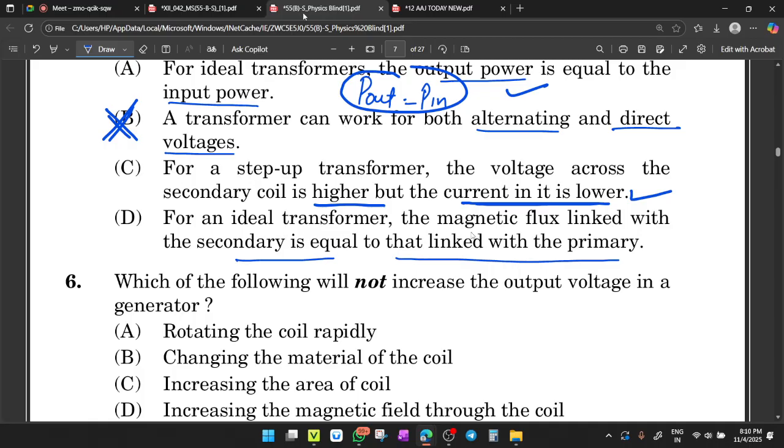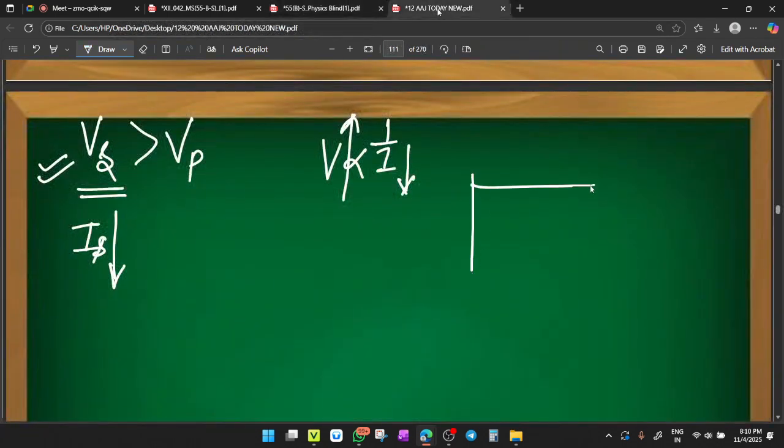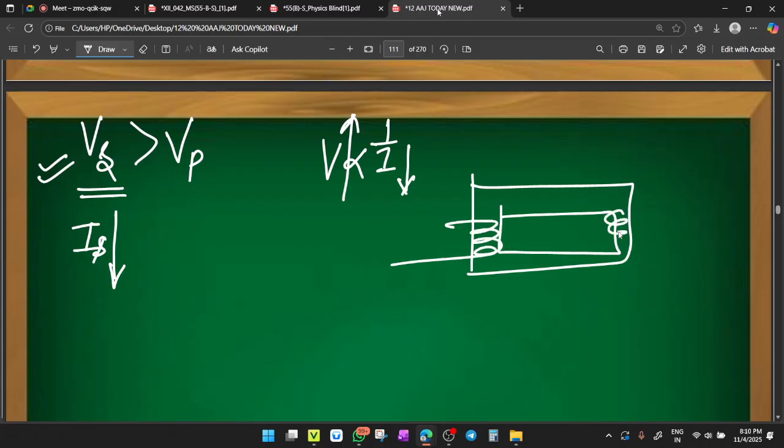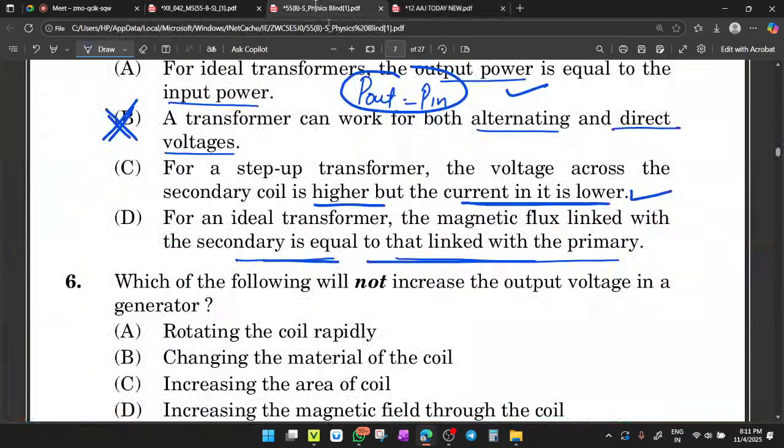For an ideal transformer, the magnetic flux linked with the secondary is equal to the primary. Obviously, it is correct. As the flux will be the same, the same EMF will be created here. Then this becomes an ideal transformer. For an ideal transformer, there is no flux leakage. The total flux that links with the primary coil also links with the secondary coil. Means the flux will be the same, phi primary equals phi secondary. So the answer here is option B, because B is incorrect.